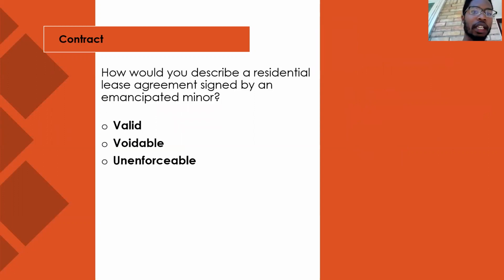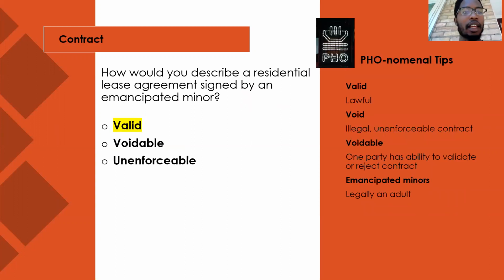So how would you describe a residential lease agreement signed by an emancipated minor? I would say valid, simply because this minor is actually considered a legal adult. Therefore, they can sign a contract as long as they're not under any duress or anything like that. This would be considered a legal contract.